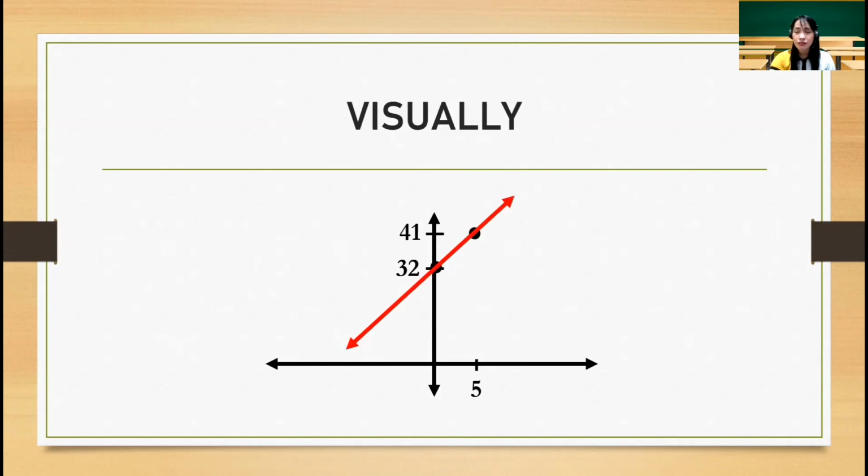And the last one, from that tabular form, you can get ordered pairs. And here, visually, the points are plotted in the Cartesian coordinate plane. We have the x-axis, the horizontal axis, and the y-axis, the vertical axis. The points are (0, 32) and (5, 41). So again, there are 4 ways in representing a function. Number 1, you can represent the function verbally, algebraically, numerically, and visually. So those are the ways on how to represent a function.